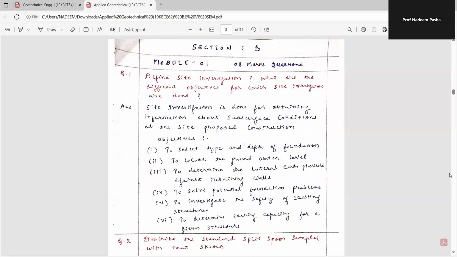To select the type and depth of foundation, site investigation is done. Next, to locate the groundwater level, up to which level water can rise, that is also something you have to do.